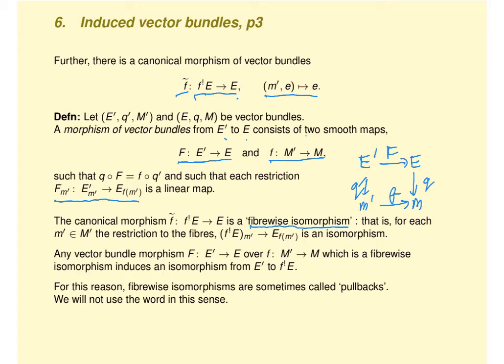Now, this is worth looking at because any vector bundle morphism over an arbitrary smooth map, which is a fiber-wise isomorphism, will induce an isomorphism of vector bundles from the domain to the induced vector bundle of the target. And if there's time in the course, we'll come back to look at this, because this observation enables us to handle arbitrary morphisms of vector bundles and do quotients and kernels and all the standard things. But that's not now. So, because of this, fiber-wise isomorphisms are sometimes called pullbacks, and again, this is a confusing use of the word, we won't use it.